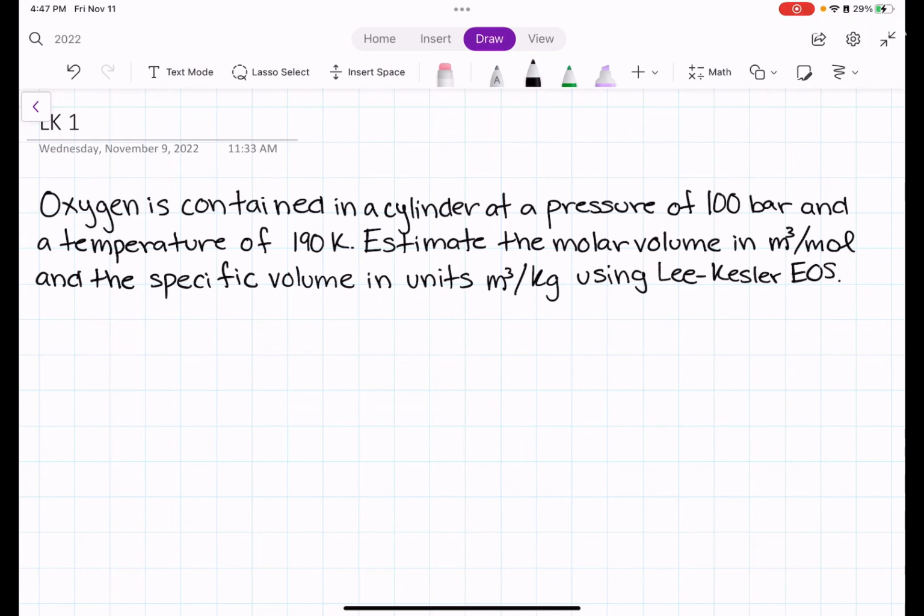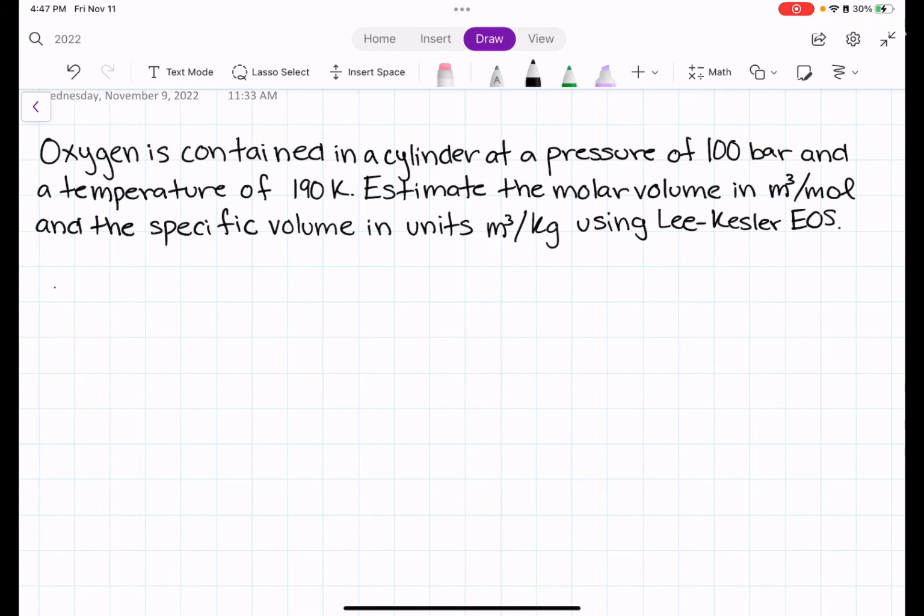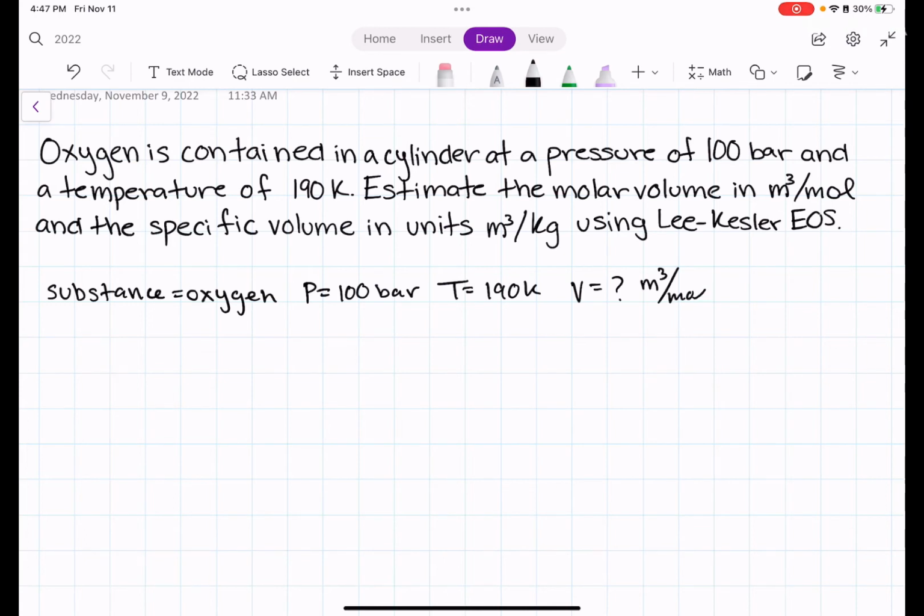Alright, so I'm going to go ahead and just write down things that I know. I know that the substance is oxygen. I know that my pressure is 100 bar. My temperature is 190 Kelvin. I'm looking for my molar volume in meters cubed per mole. I'm also looking for my specific volume, which is meters cubed per kilogram. Okay, I think that's all we know so far.